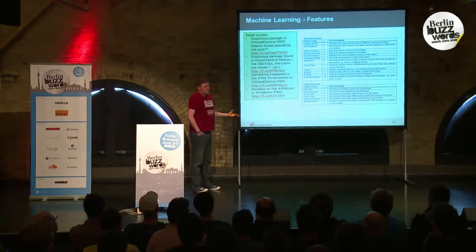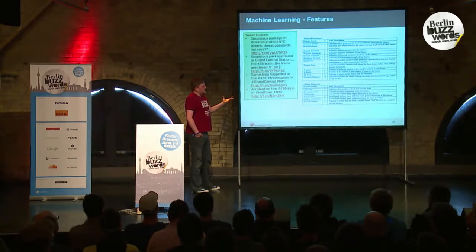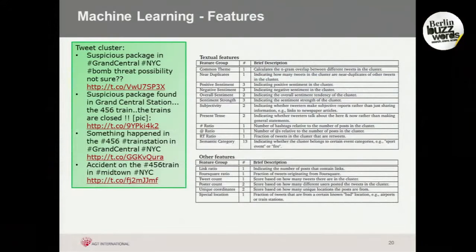Subjectivity is more like an experiment to figure out whether people are talking about something that happened to them or something general. Are they just forwarding a newspaper article? So here we look for personal pronouns. I am doing something, and so on and so forth. Present tense goes in the same direction. This is about verbs in the present tense, reporting that people are experiencing something right now that is here, rather than "yesterday I did." That would not be what we want.